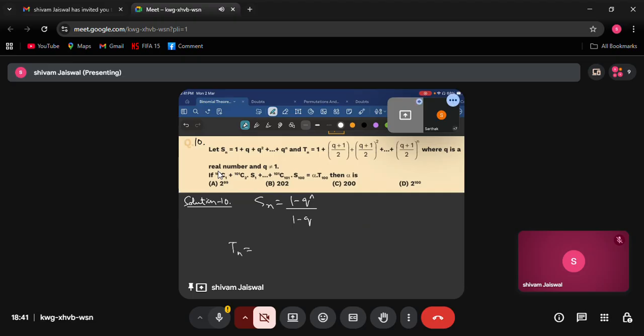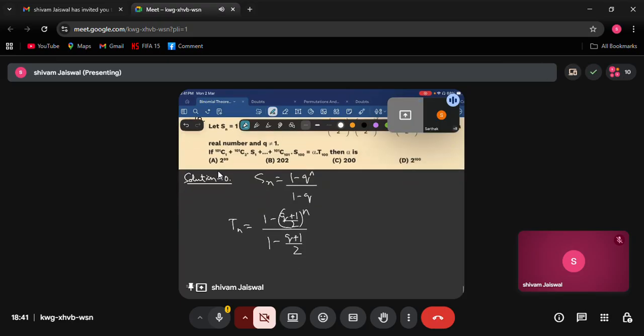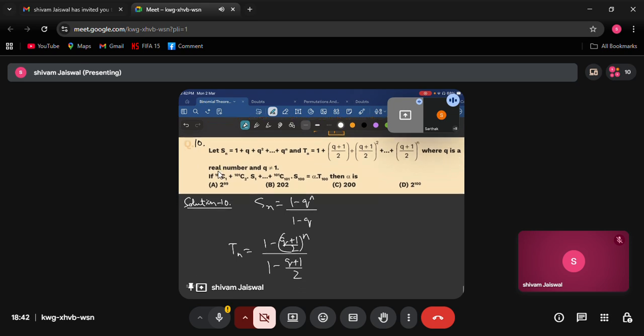Tn will be equal to 1 minus q plus 1 by 2 whole to the power n upon 1 minus q plus 1 by 2. Okay. So next, I've got Sn, I've got Tn. What are they asking us? They are asking us to find out the value of 101C1 plus 101C2 into S1 plus up to 101C101 into S100. Okay. So let us start.